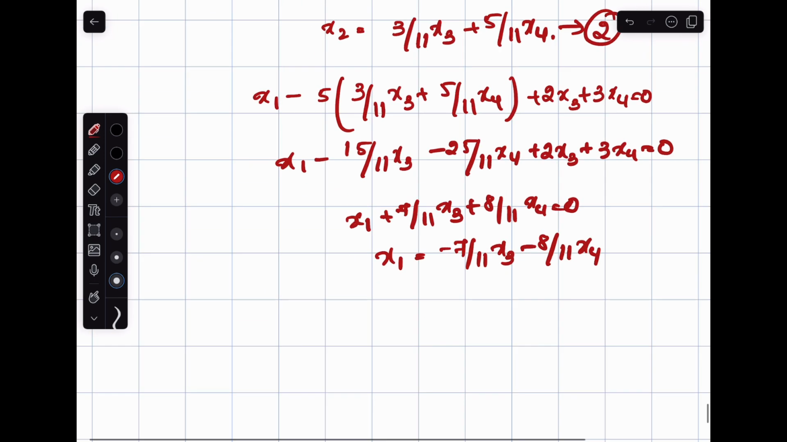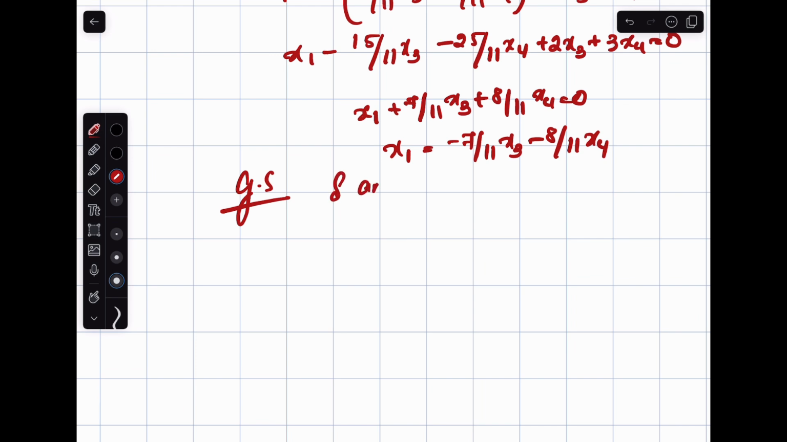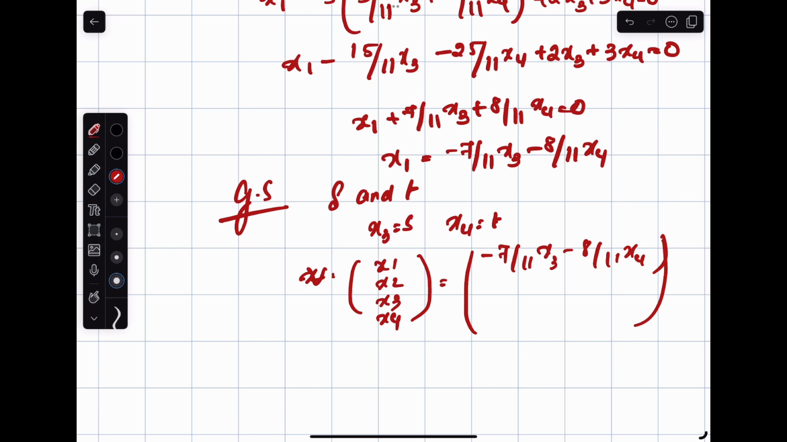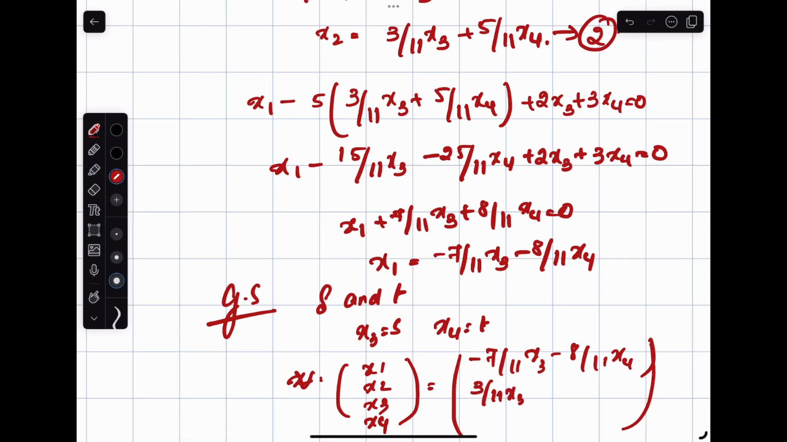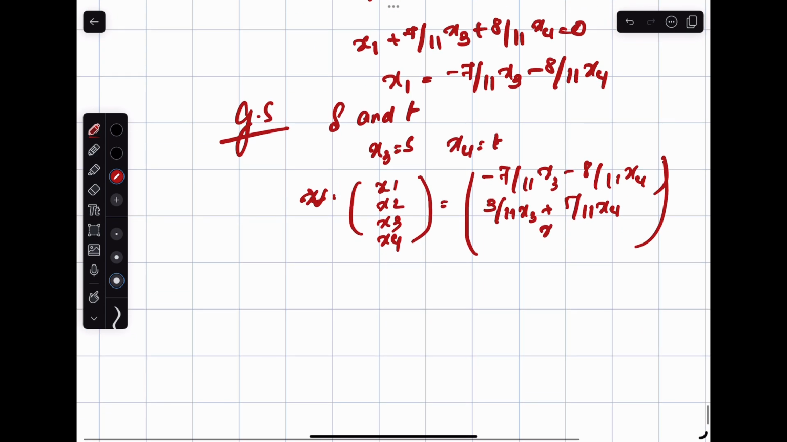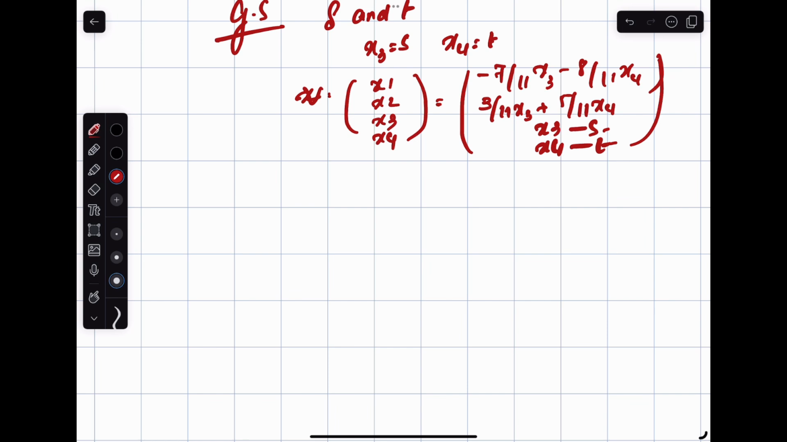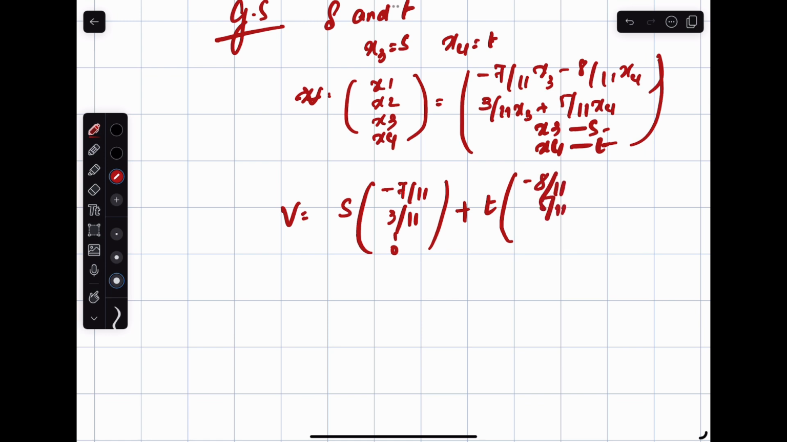Now we will write the general solution. When you write the general solution, you have to consider parameters S and T. We know that S and T can be assigned to x3 and x4, so x3 is S and x4 is equal to T. So if I take v equal to x1, x2, x3, x4, I will write everything together. x1 is minus 7 by 11 x3 minus 8 by 11 times x4, then x2 as above, and x3 and x4 I write as they are, taken as S and T. Now I write the terms for S and the terms for T. S times minus 7 by 11, 3 by 11, 1, 0, plus T times the terms related to x4, written together.